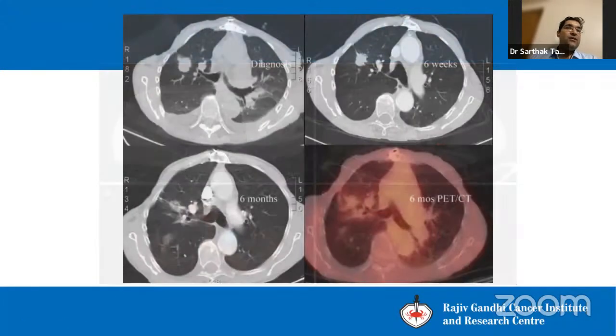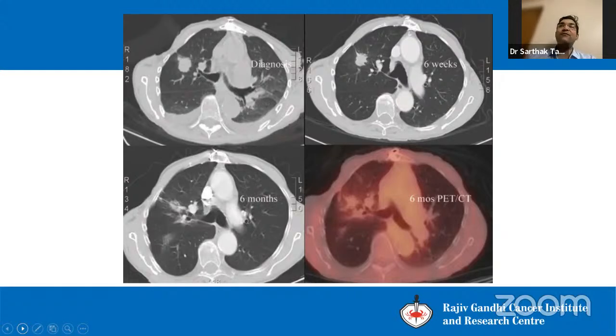Next slide, please. Yeah, so this is my last slide. This is something which we had presented also, suggesting that you wait for the response. At 6 months PET-CT, even though the CT scan showed some kind of consolidation, the PET did not show any disease, and this was even proven with your biopsy. Next.